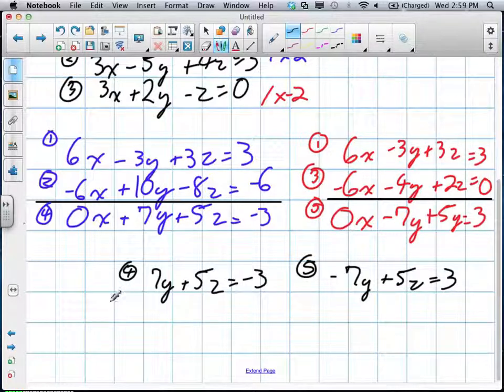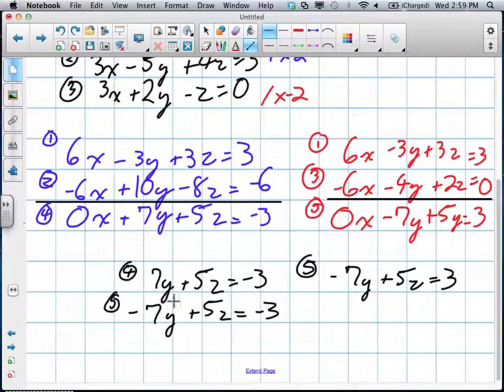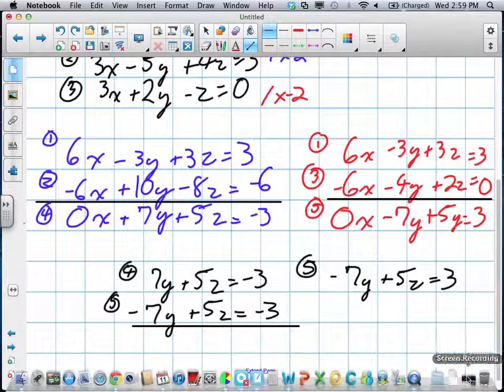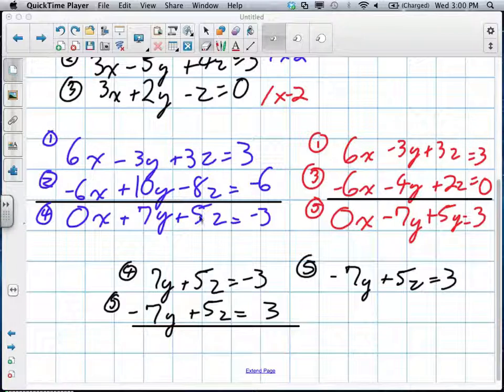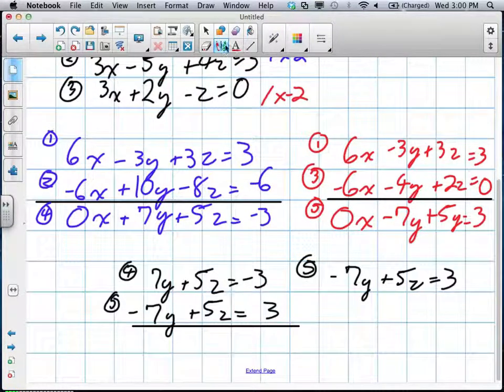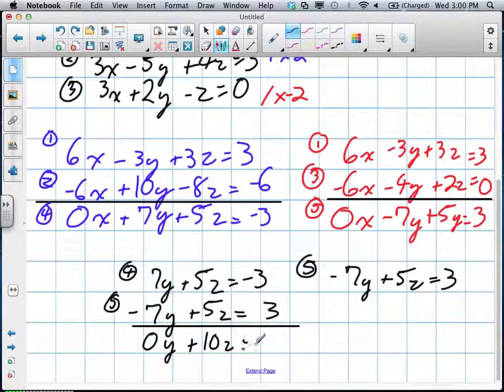So I'm just going to bring down equation 5 over here. We get negative 7y plus 5z is equal to negative 3. And that's 3. Okay, this will work fine. Now, what you guys have to notice here, so I can add these 2 together. When I do that, I'll get 0y plus 10z is equal to 0. 10z equals 0.